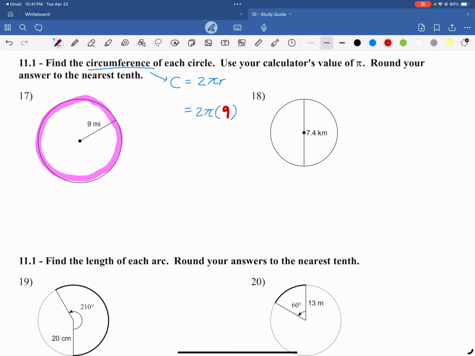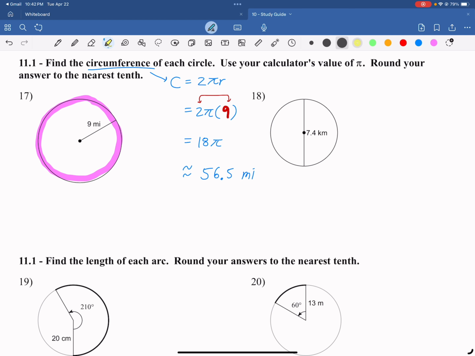It's just 9 in this case. And think about it, you want to simplify the best you can, just good practice. 2 times 9 gives you 18. Put the pi right after the number. That's usually how it's done. Well, that's going to be equal to 18 pi, which on your calculator is 56.5 when you cut it off or round it.